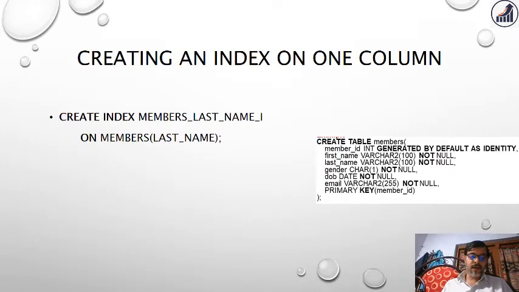Now, suppose we often want to look up members by last name and you find that the query is quite slow. To speed up the lookup, you create an index for the last name column. So create the index this way: create index members_last_name_i on members, within brackets last_name. Here members is the table on which the index is created. The name of the index is members_last_name_i, and it is created on the last_name column.